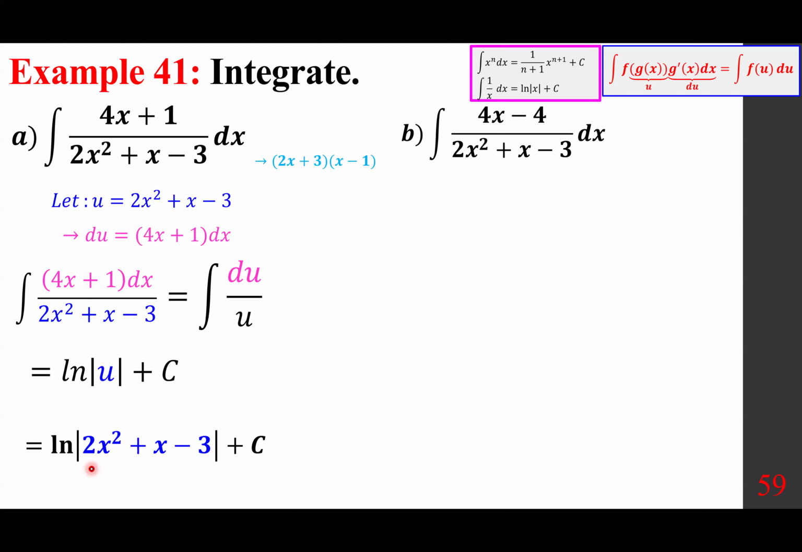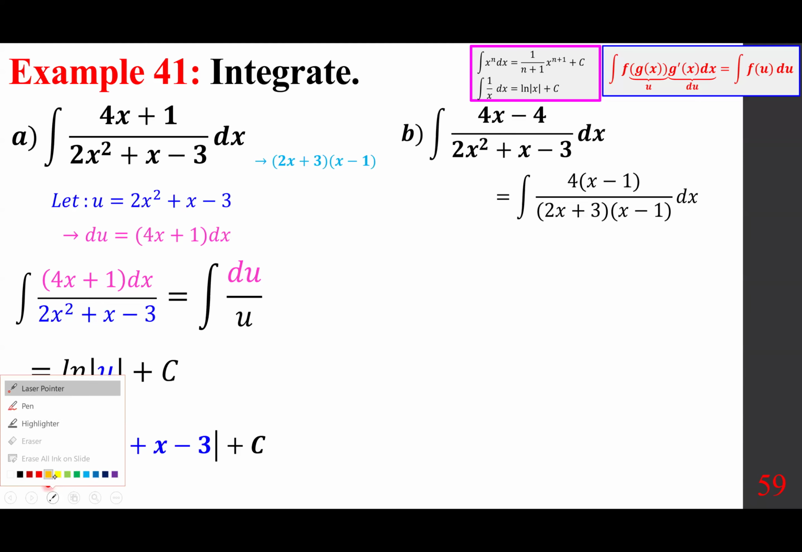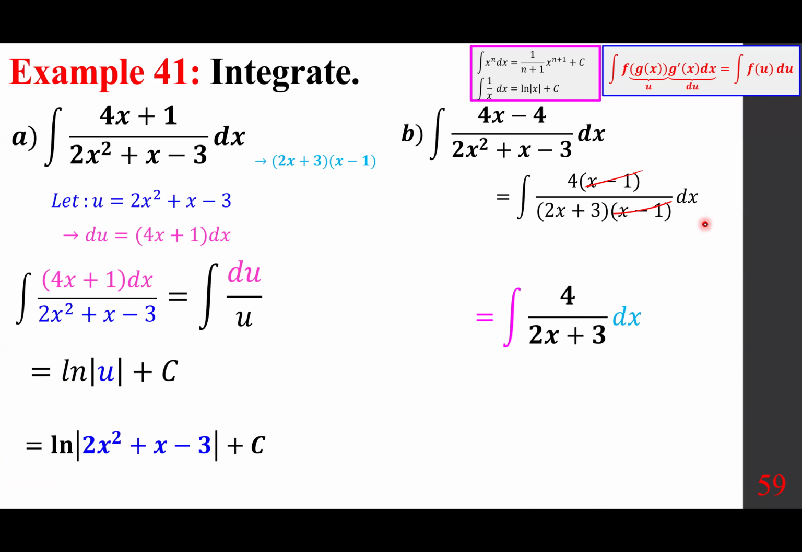So why did I put A and B on the same page? What are the similarities between the two? The denominator is the same, but the numerator over here, I can factor the 4 out, and I can simplify the fraction. That's the difference. So again, I can't simplify, I must. So we write the simplified version and deal with that.